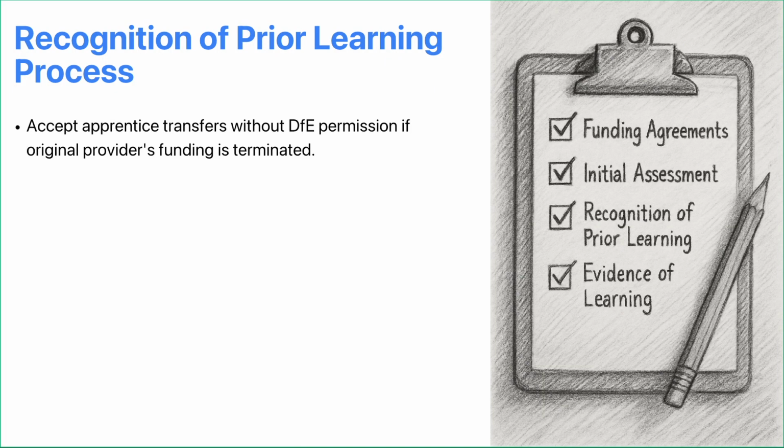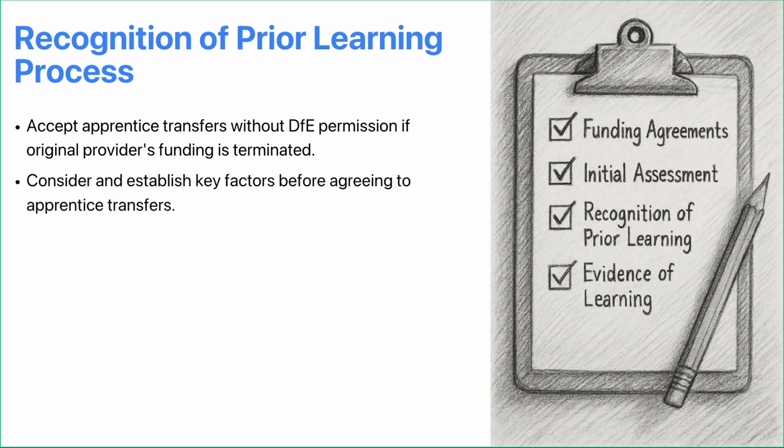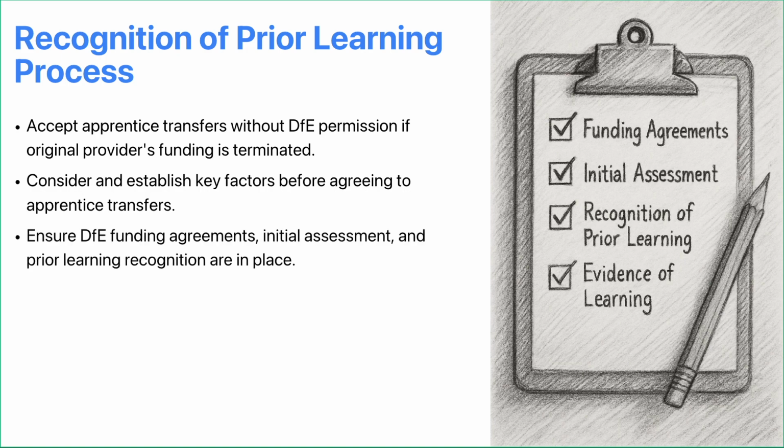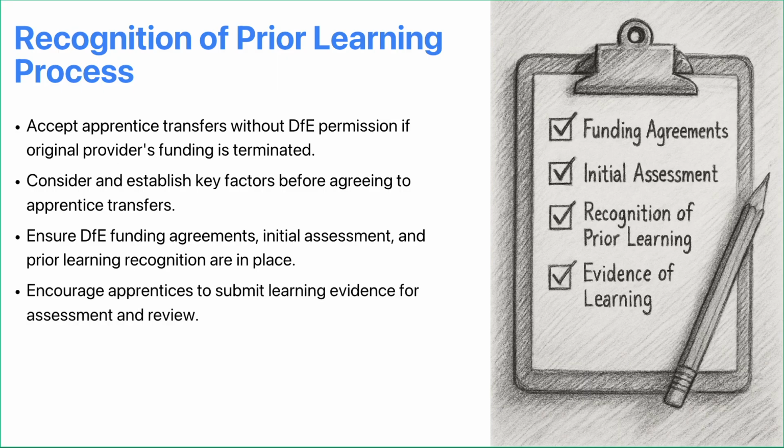When employers or apprentices come to you because their original training provider's funding agreement has been terminated, you can accept the transfer of apprentices to your organization without needing to ask the DfE for permission. However, before you agree to any transfer, there are several important things you must consider and put in place. You'll need to have the right funding agreements with the DfE in place, conduct an initial assessment, and accurately handle recognition of prior learning. You should also encourage apprentices to provide all their learning evidence so far to help inform your assessment and review.